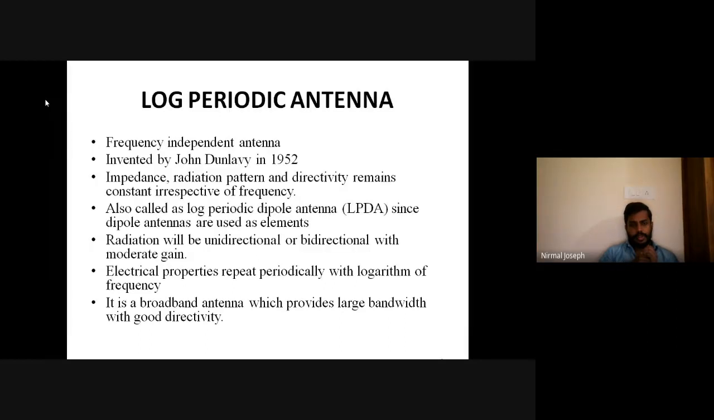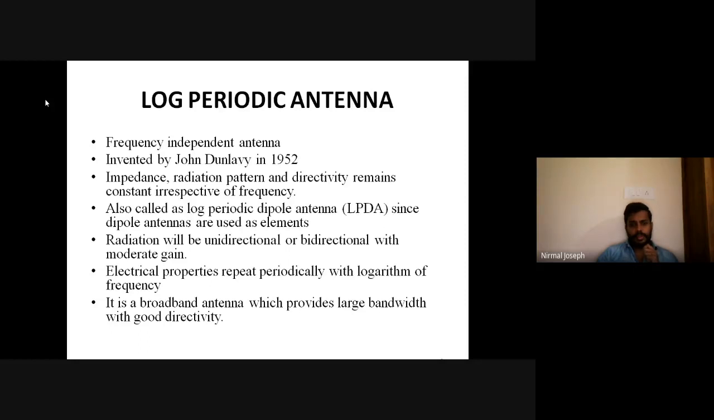It is also called a log periodic dipole antenna, since dipole antennas are used as elements. That is one of the main things we have to remember here. Basically this is an array. We are discussing arrays only. So log periodic antenna implies a log periodic antenna array, which means a number of elements will be there.